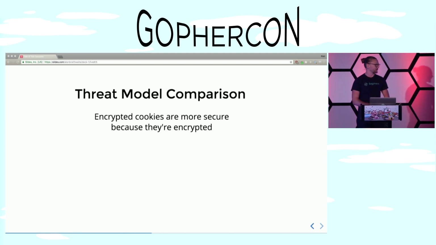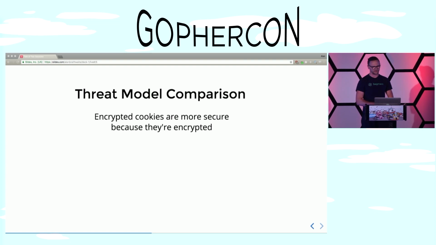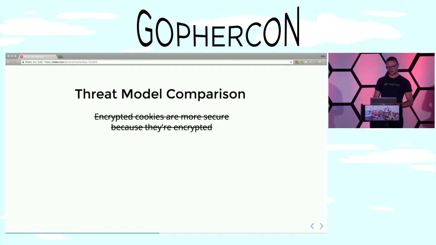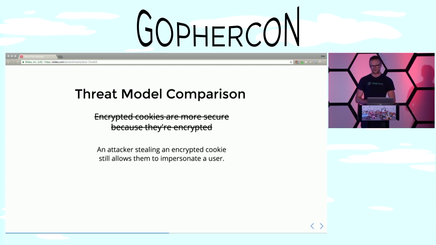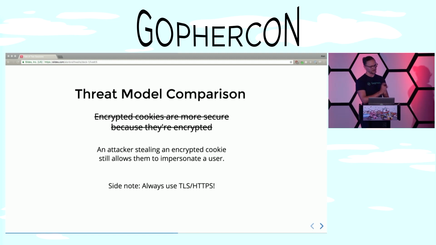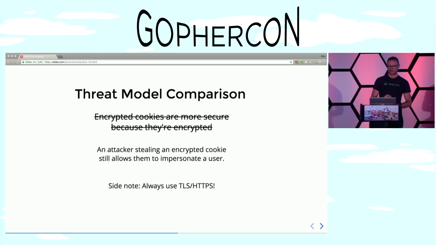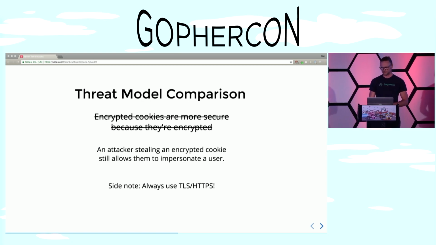So let's talk about the threat models for this, because sessions, obviously, are pretty big for security. Encrypted cookies are more secure because they're encrypted. This is something I hear a lot, but that's actually not true, right? Because if you steal an encrypted cookie, it's just as effective at impersonating a user. So as a side note, always use TLS and HTTPS. There's a secure attribute for the cookie, and that should always be set on session cookies.